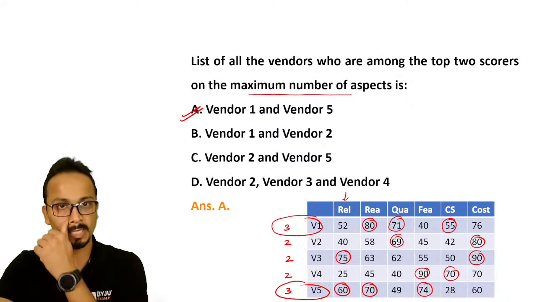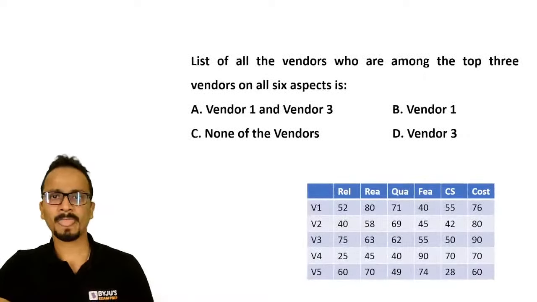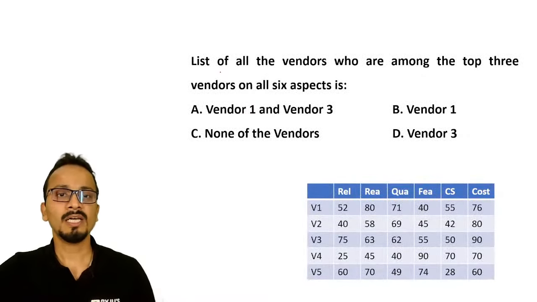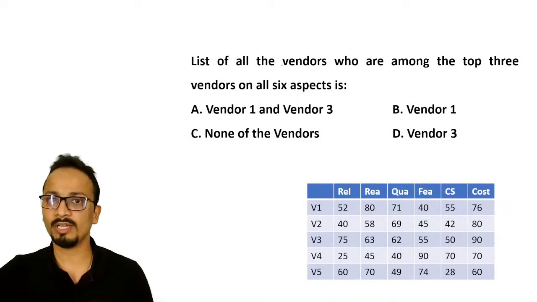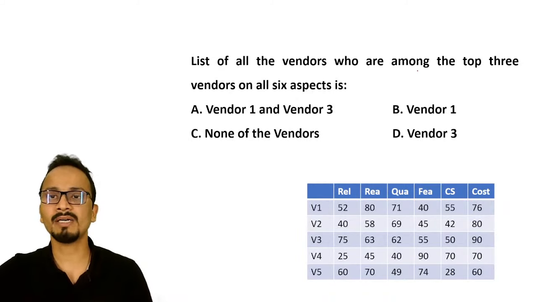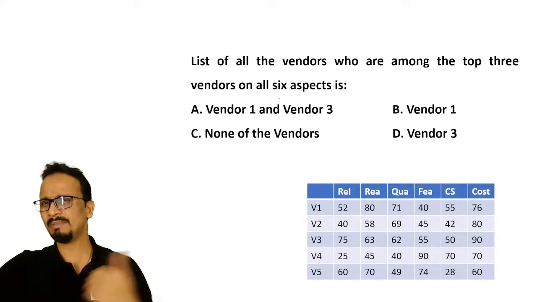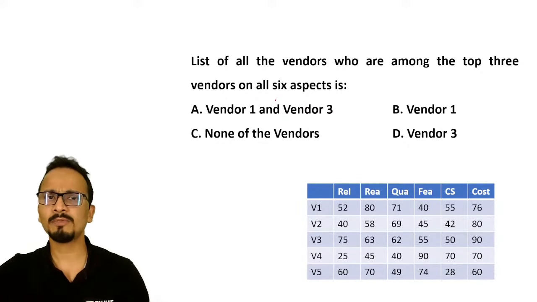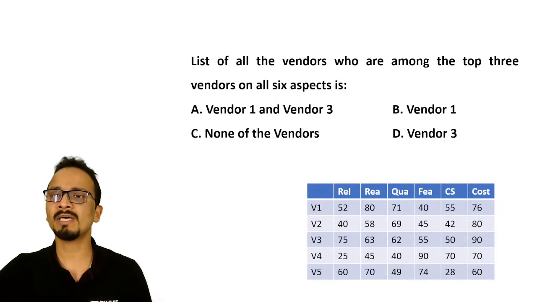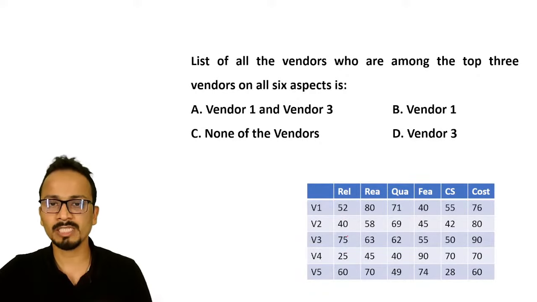Lovely, all of you. Next question, the last one for this set. List of all the vendors, now careful. List of all the vendors who are among the top 3 vendors on all 6 aspects. Top 3. Earlier I had marked top 2, now we have to mark top 3. Who are among the top 3 vendors on all 6 aspects? Okay, so let's mark the top 3 quickly.